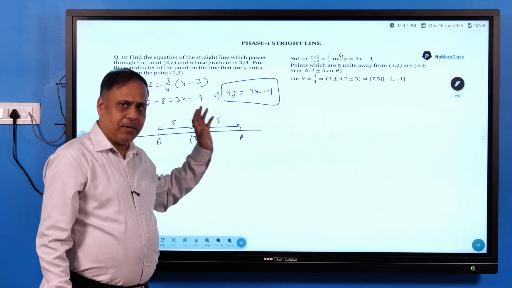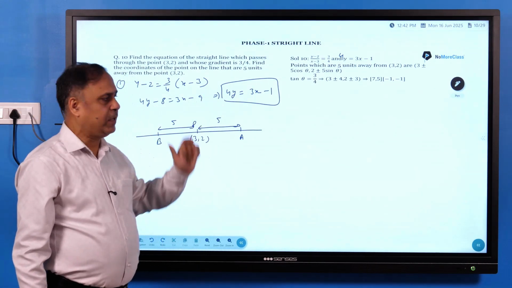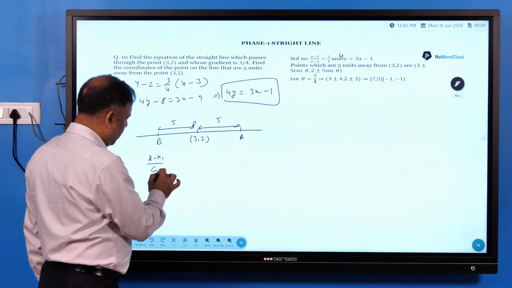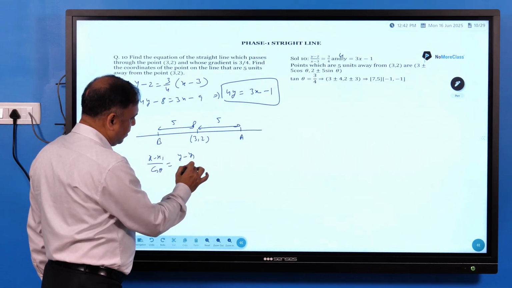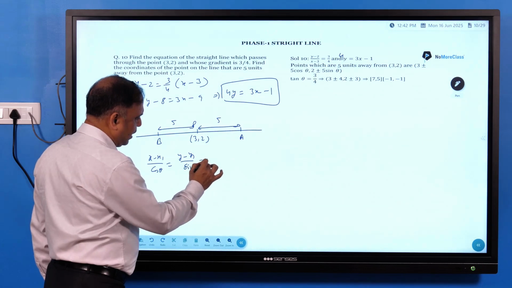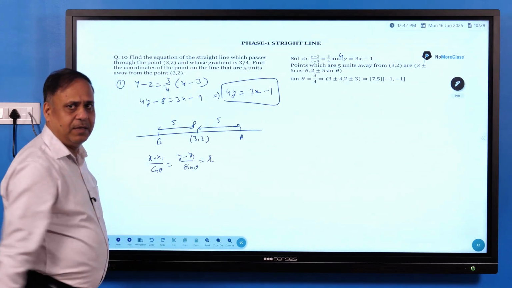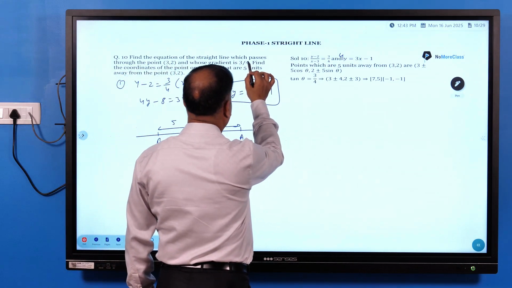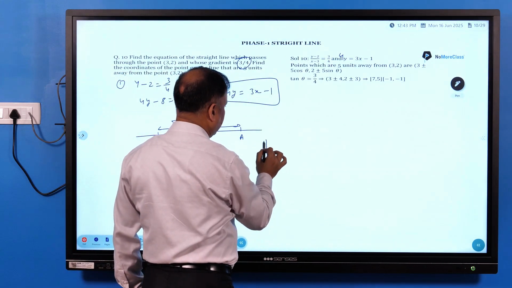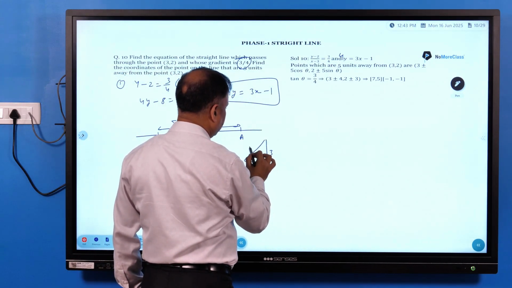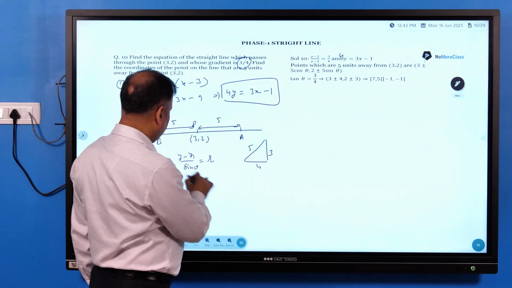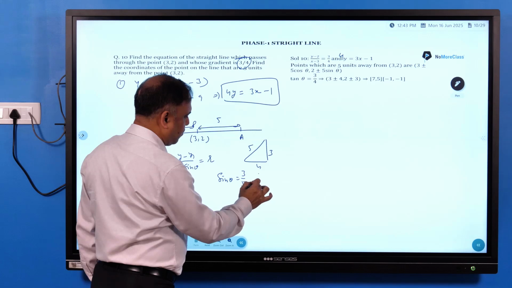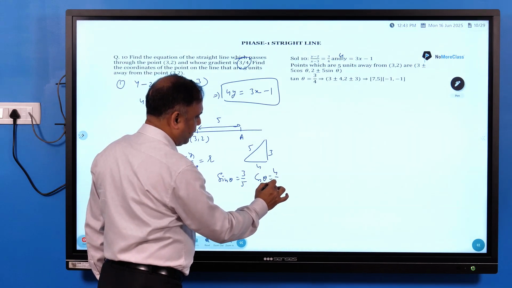So as we are talking about the distance, I will write the distance form of the line. What is the distance form of the line? x minus x1 upon cos theta is equal to y minus y1 upon sin theta is equal to r. r can be plus minus 5. So tan theta is given here. Slope of the line is 3 upon 4. This is 3, 4, so this will be 5, Pythagoras theorem. So sin theta, cos theta I can write. Sin theta is equal to 3 upon 5, cos theta will be 4 upon 5.